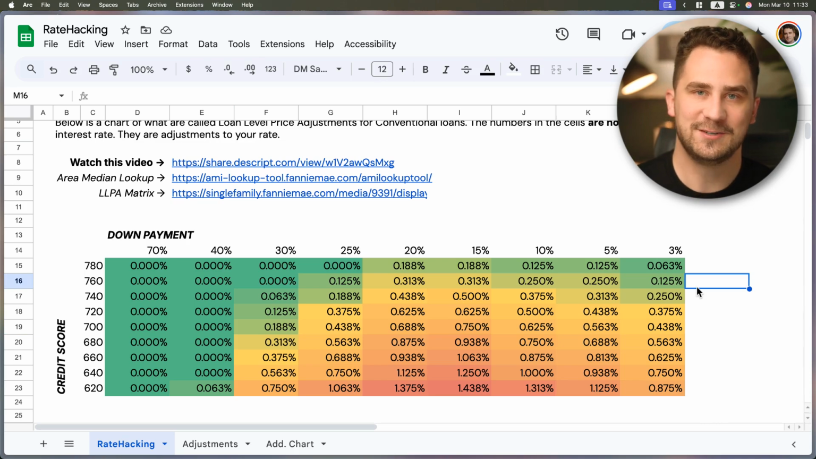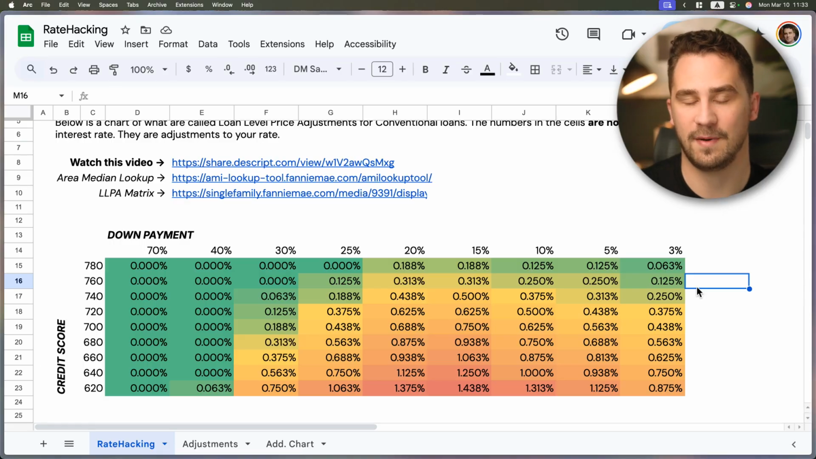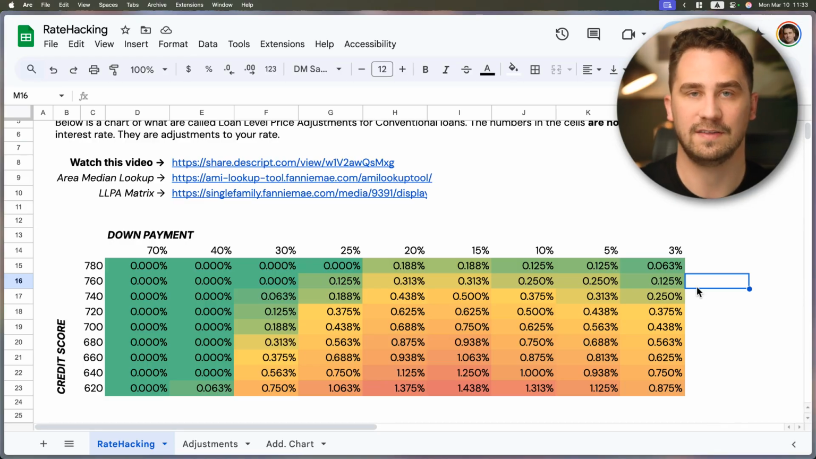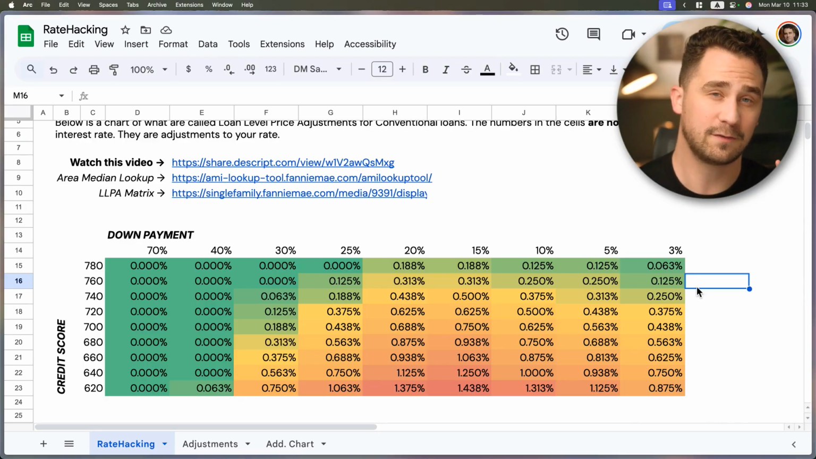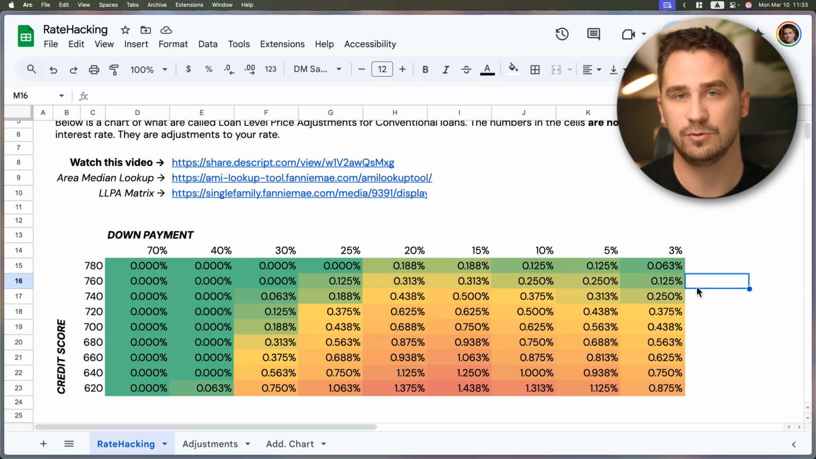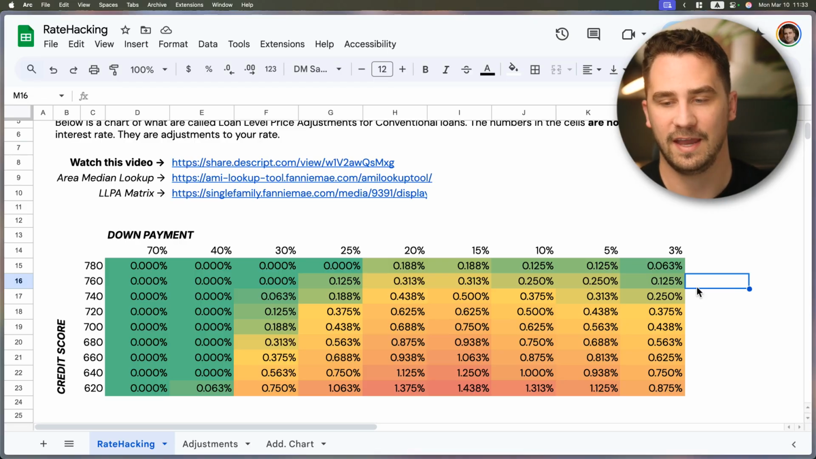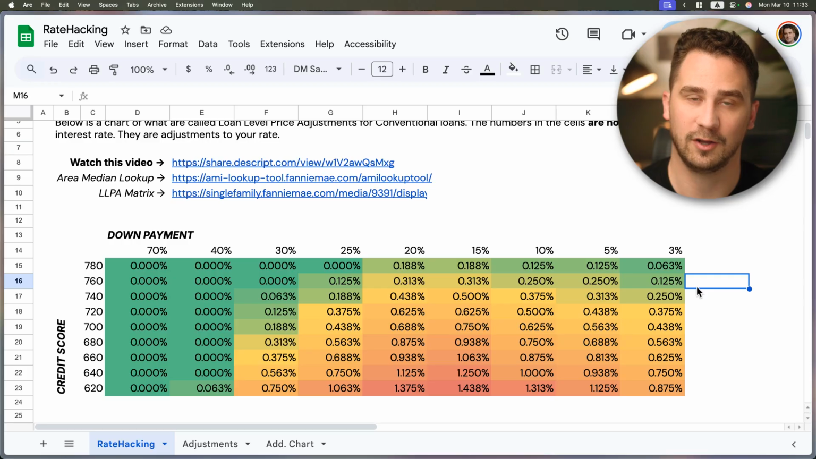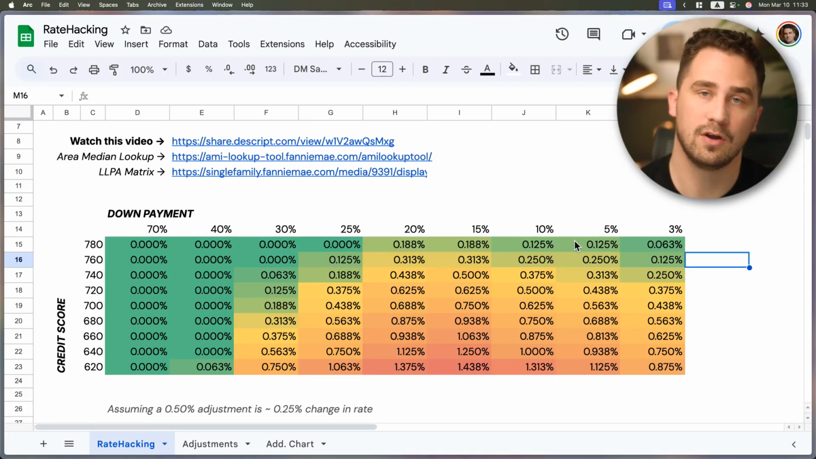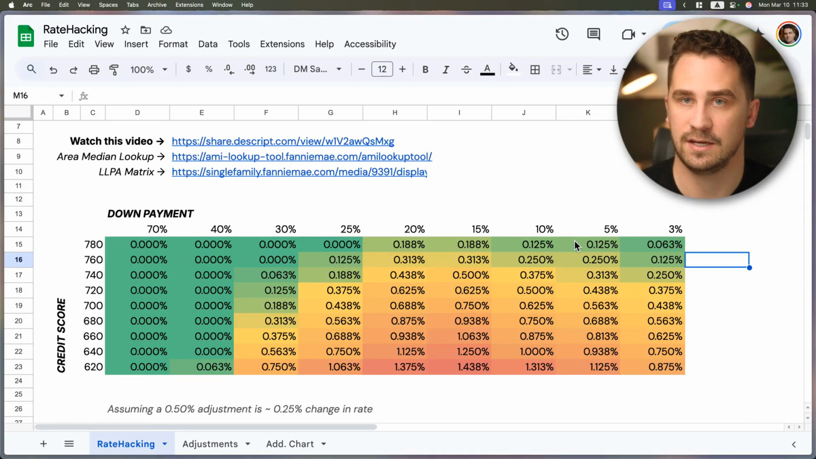So the loan level price adjustments can be really confusing, but if you're a first-time home buyer and below that 100% AMI limit, you can get a waiver for this. Just double check with your loan officer that that's applied. If you're not a first-time home buyer and you want that HomeReady loan, if you're below 80% AMI, usually you can qualify for HomeReady. And then if not, if you have to follow with these loan level price adjustments, you want to take advantage of a chart like this to see where are the best opportunities for you to either change your credit score or change your down payment to get the best interest rate possible.